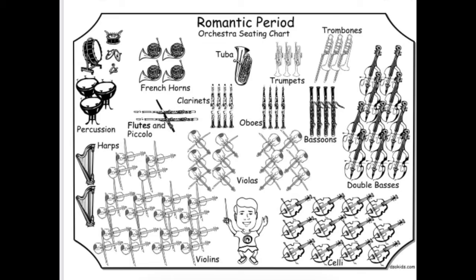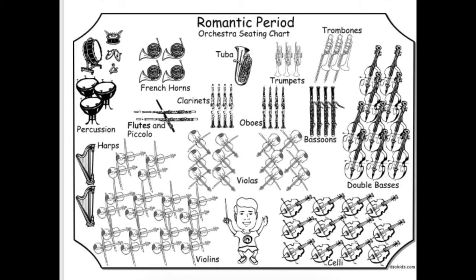So you'll see here to the left of the conductor, you'll see the violins again, just like in the classical period, but you just see more of them. You'll see the violas there in front, and you'll see the celli there to the right. You just see more of them. Now, you'll notice a new introduction, a harp. The harps are over to the far right in the front.